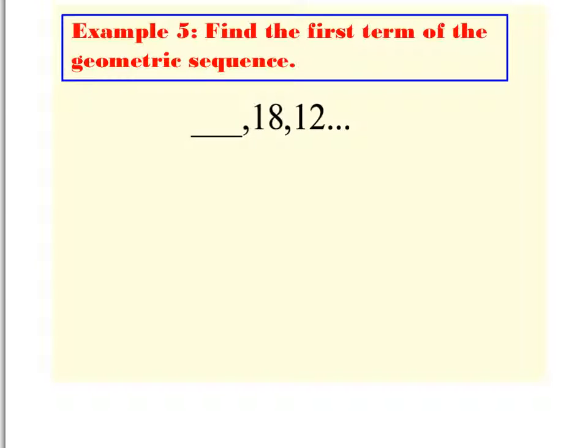Okay, example 5, find the first term of the sequence. So we're trying to find T1. We know T2 and we know T3. Another thing that we can do is we can see that the r between the terms, to get from 18 to 12, we had to multiply by 2/3. So let's use what we know. The formula is Tn equals T1 r to the n minus 1. So let's plug in one of the pieces of information we know, either T2 or T3.